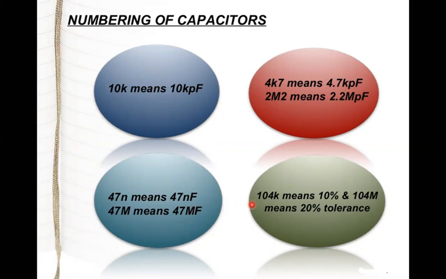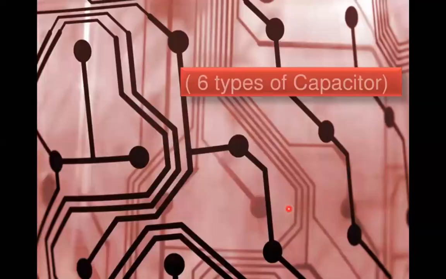And 104K means 10% and 104M means 20% tolerance. Here again we have a tolerance of 10% or 20%, depending on how it is printed. So if it is written 104K, it is 10%, and if it is written 104M, it is a 20% tolerance. So this is how the numbering of capacitors is done.